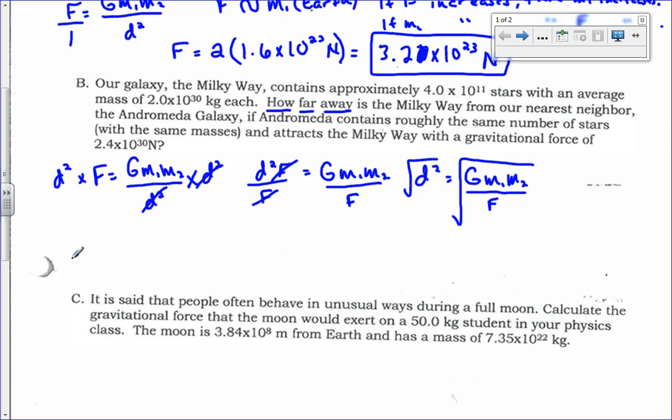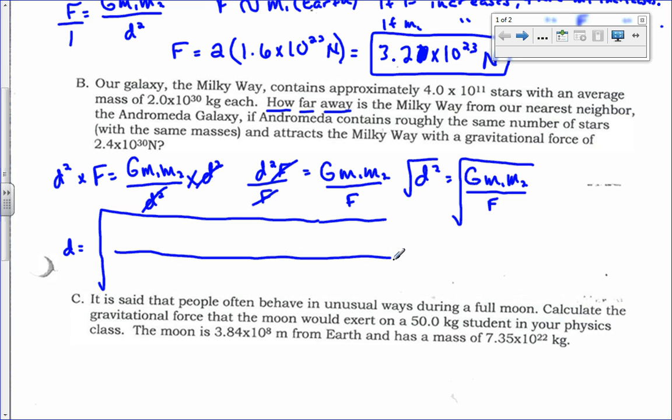Okay, now we plug in. Distance is equal to, and I'm going to put a big square root sign here because I know that there's going to be a lot of numbers under this square root. First thing I'm going to put in is G. Open parentheses.